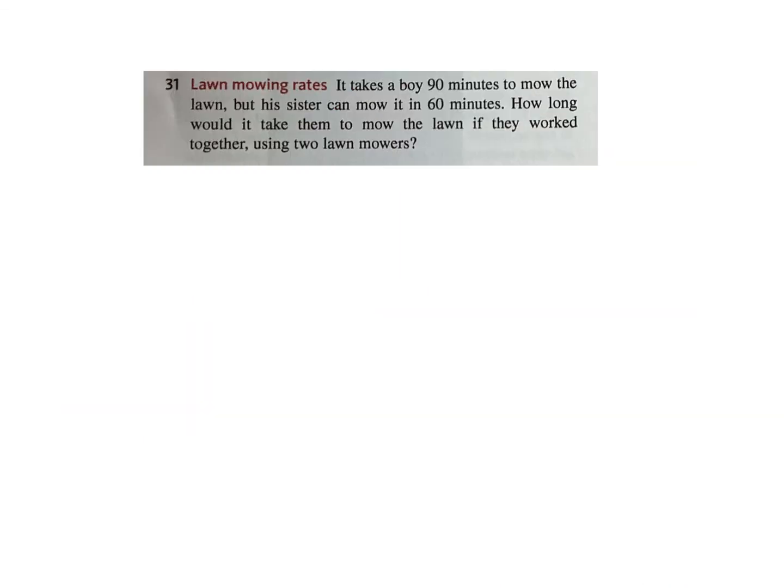Lawn mowing rates. It takes a boy 90 minutes to mow the lawn. All right, this is applicable. 90 minutes to mow the lawn. That's the total. But his sister can mow it in 60 minutes. All right, how long would it take them to mow the lawn if they worked together using two lawnmowers? If we use unit rates and add these two together, then it's a different way of looking at this. So one lawn per 90 minutes plus one lawn per 60 minutes. And that really should be your total of one lawn over whatever it takes for both of them to do it.